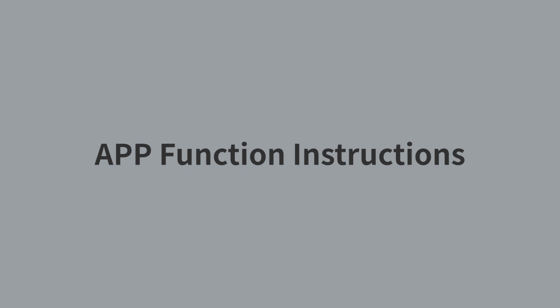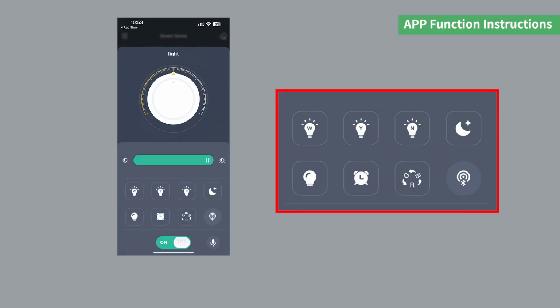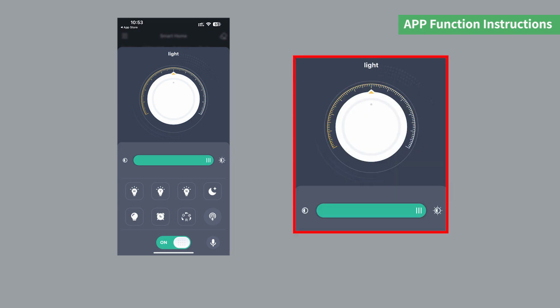App function description. Preset modes. We offer 4 preset modes for you to quickly adjust the light to suitable scenes as needed. Custom mode. If the preset modes of the ceiling light do not meet your needs, you can manually adjust the settings and enter the custom mode.